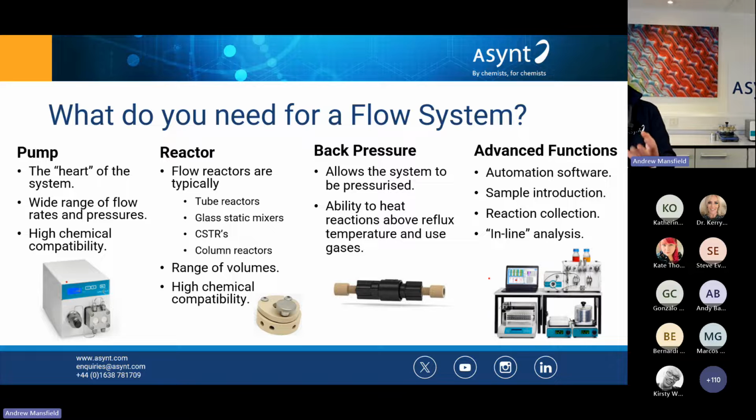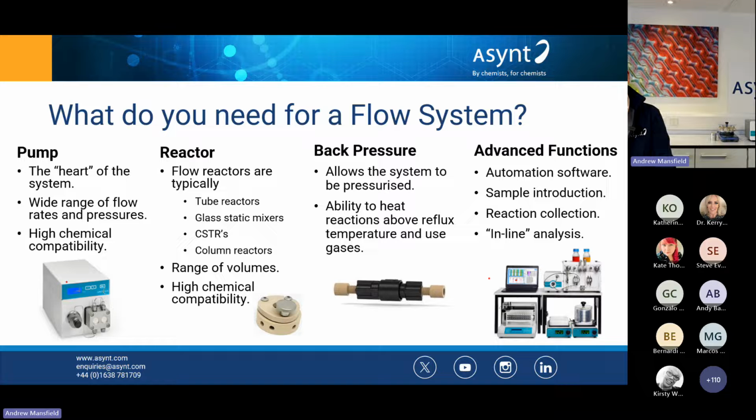So we need a pump that's high precision. We need a wide range of flow rates, and we need really good chemical compatibility. We want to be able to pump that wide range of chemistries that we want to perform. We don't want to be limited by the pump. And we can have pumps in stainless steel or ceramic lined or Hastelloy even. So we have the pump, and then we need the flow reactor.